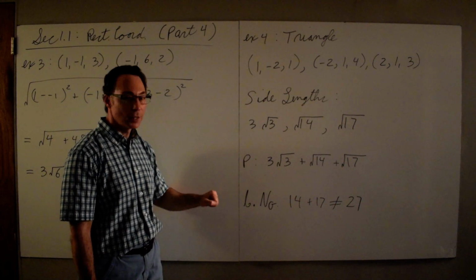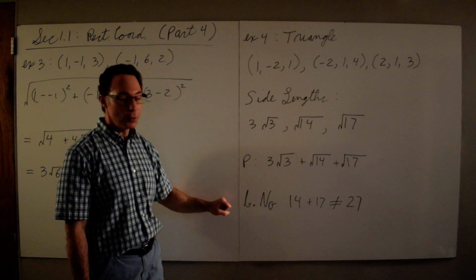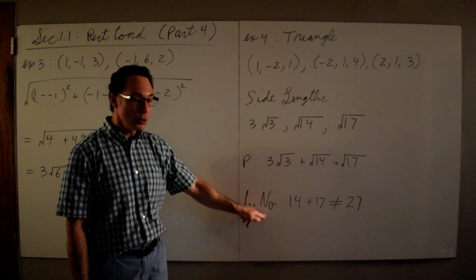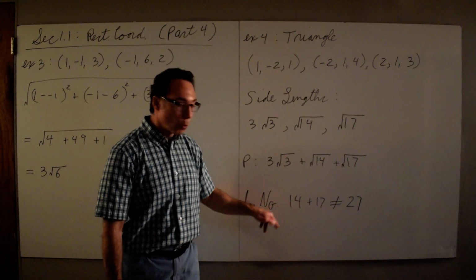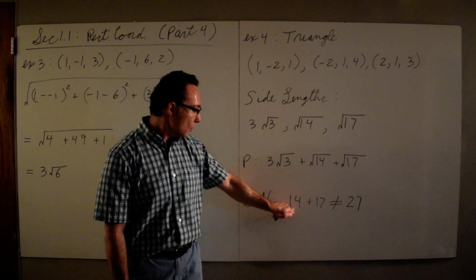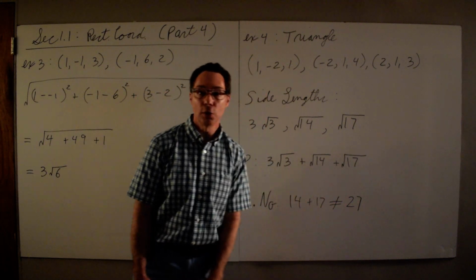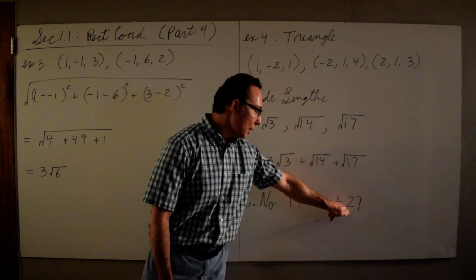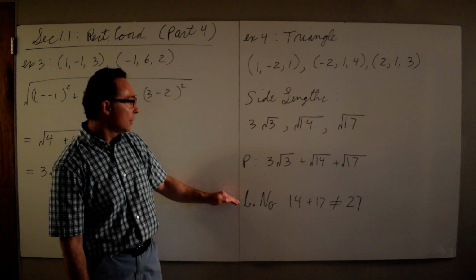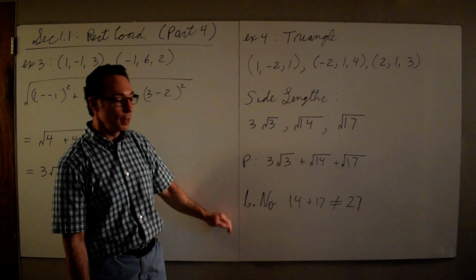Part B asks, is our triangle a right triangle? And the answer is no, by the Pythagorean theorem. If it were a right triangle, we would have a squared plus b squared is equal to c squared. But 14 plus 17 is not equal to 27. This is where it was handy to know that this was the square root of 27.